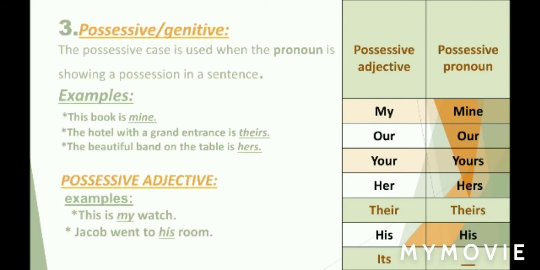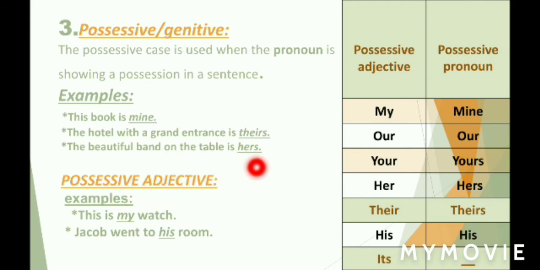So the third one is possessive or genitive case. The possessive case is used when the pronoun is showing a possession in a sentence. For example, this book is mine. Mine is showing the possession that the owner of the book is me. The hotel with the grand entrance is theirs. This is also showing the ownership of the hotel. The beautiful band on the table is hers. Hers is also showing the possession of that band.